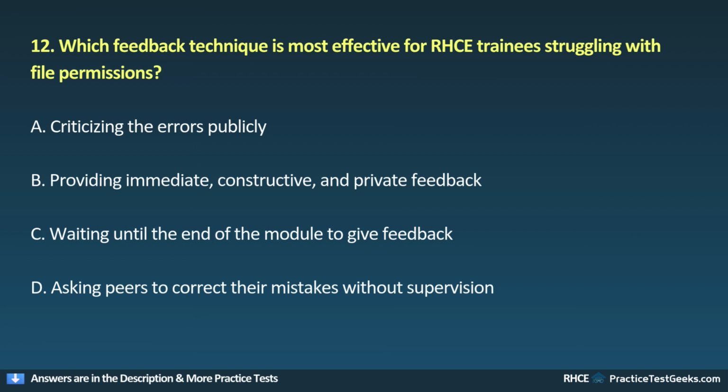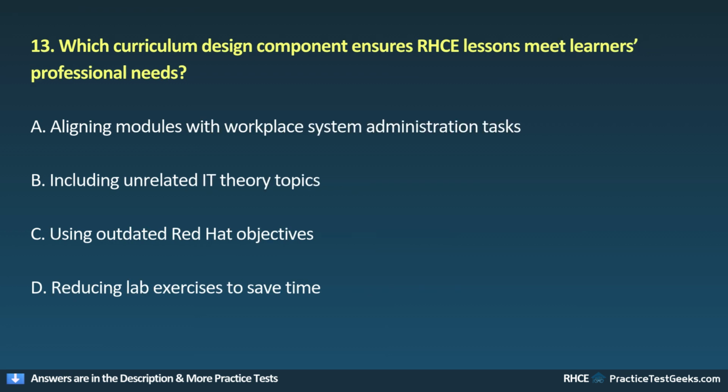12. Which feedback technique is most effective for RHCE trainees struggling with file permissions? A. Criticizing the errors publicly. B. Providing immediate, constructive, and private feedback. C. Waiting until the end of the module to give feedback. D. Asking peers to correct their mistakes without supervision.